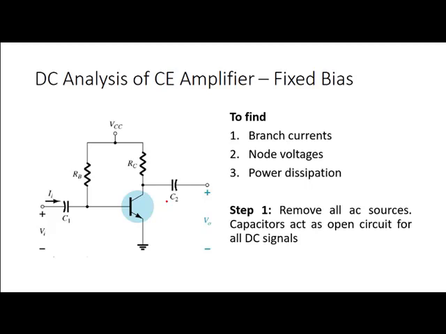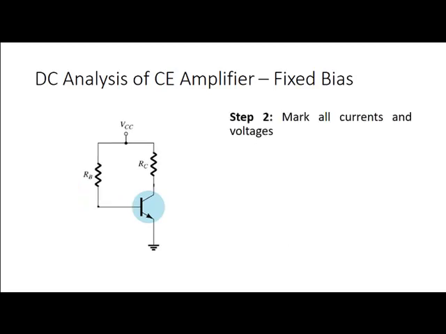For all the DC signals, the capacitors act as open circuit. So first step is to remove all the AC signal sources by open circuiting all the capacitors that are present in the circuit. So I need to open circuit C1, so I'll remove C1. I need to open circuit C2, that will in turn disconnect V0. So all the AC signal sources are removed if we open circuit capacitors C1 and C2. If I do that, then the circuit looks something like this.